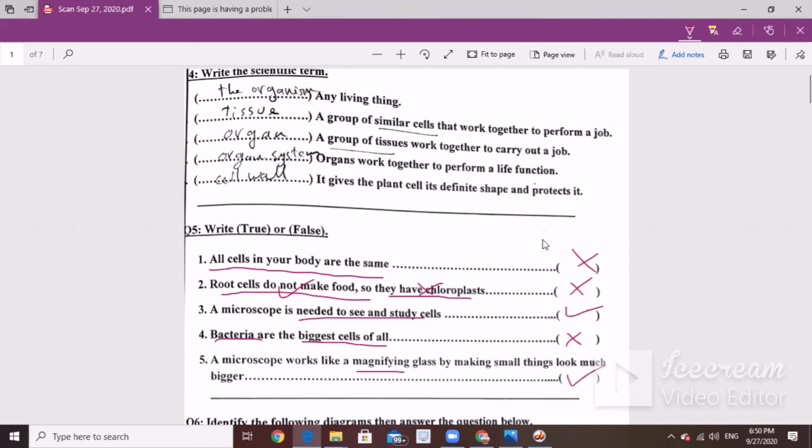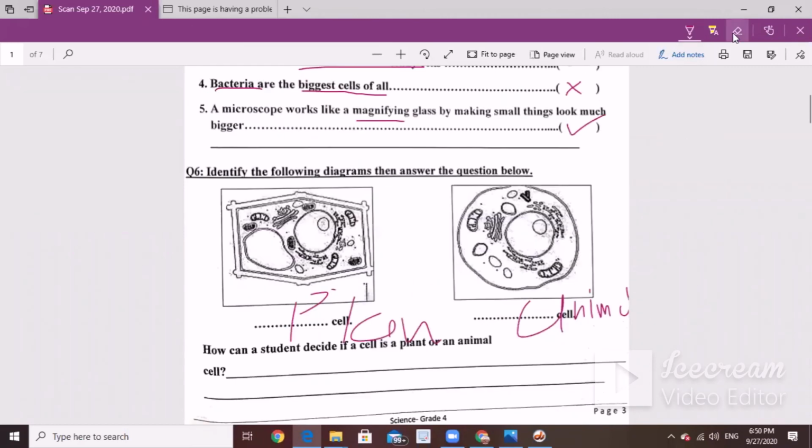Yes, of course. And here, guys, it is very clear to realize that this one is a plant cell and the other one is an animal cell. That is the difference between both. This one is like a box and the other one is like a round circle. خلاص?